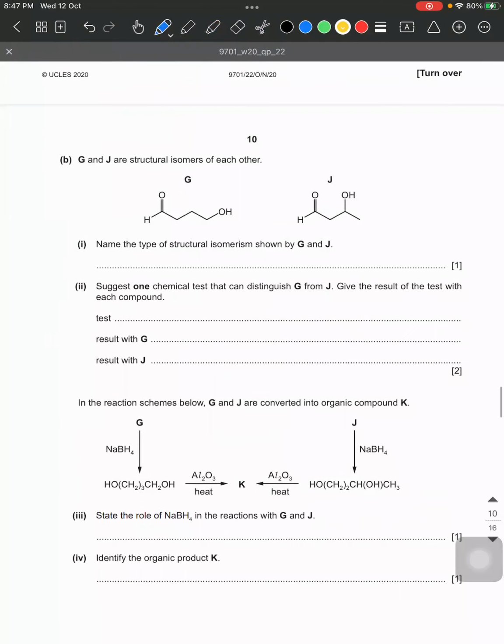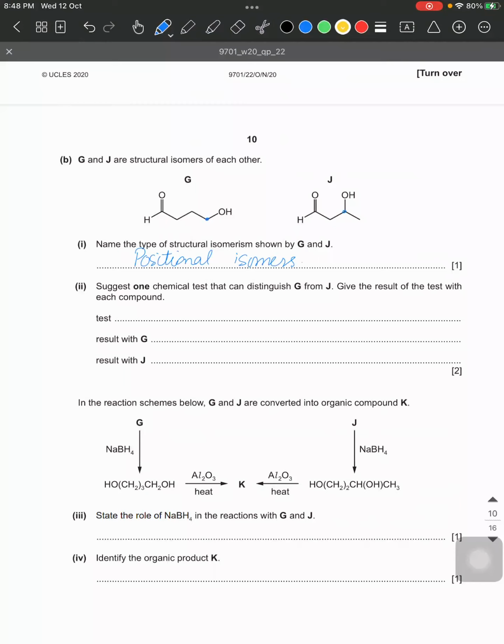Let's move on towards part B. G and J are structural isomers of each other. Name the type of structural isomers shown by G and J. Which isomers are we showing with G and J? If you focus over here, this is alcohol on the first, and this is alcohol on the second. So you can say that these are positional isomers.